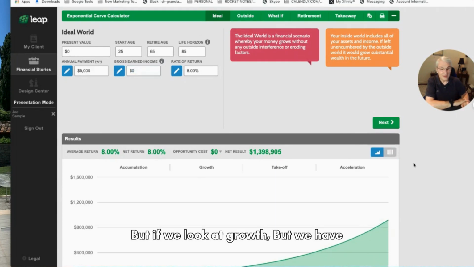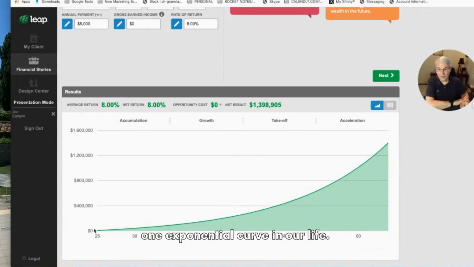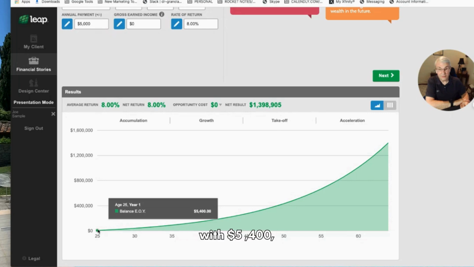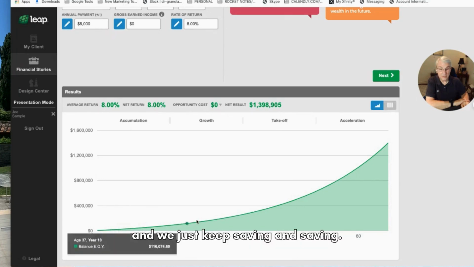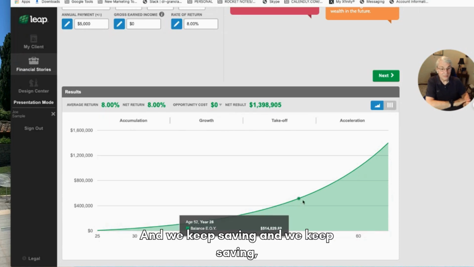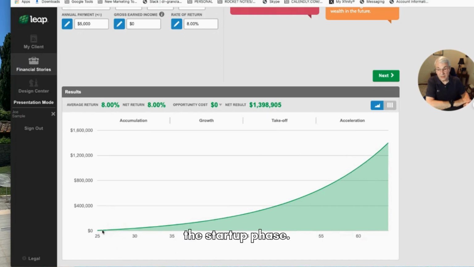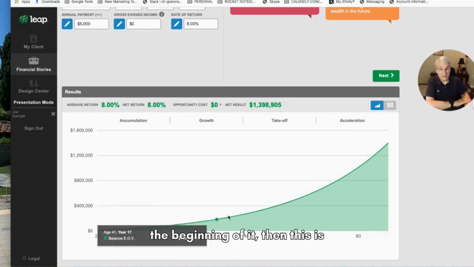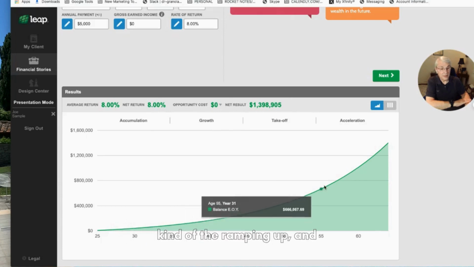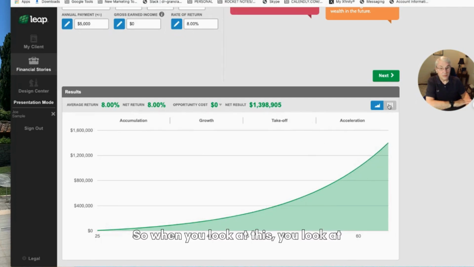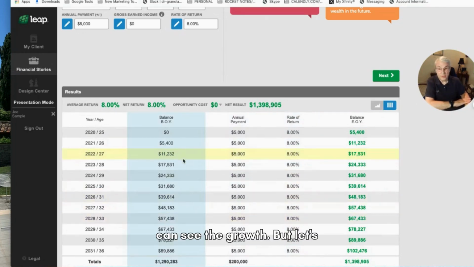But if we look at the graph, we have one exponential curve in our life, and this is an exponential curve. We start out at age 25 with $5,400, and we just keep saving and saving, and we keep saving, and it takes off, and it grows to almost 1.4. We call this the startup phase. This is the beginning of it, and then this is kind of the ramping up, and this is the takeoff. So when you look at the exponential curve, we can see the growth.